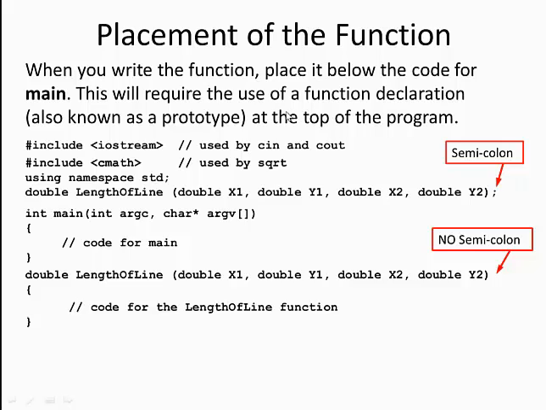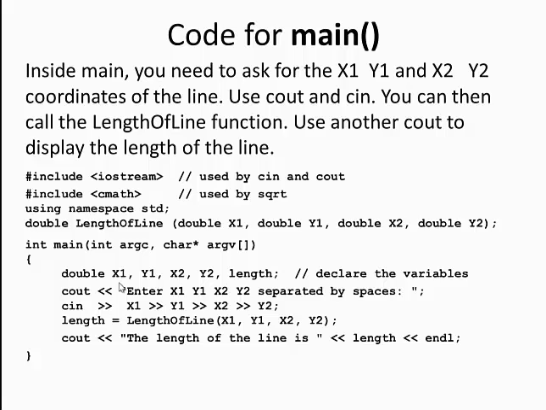The function should be placed after main. Since we're placing the function after main, I need to put in here a prototype, also known as a function declaration, that has to be done above main. That way the compiler will know how to use the length of line function. The other thing to notice is there is a semicolon at the end of our prototype or our declaration, but when I'm actually defining the function here, there's no semicolon because I have a block of code that belongs to length of line.